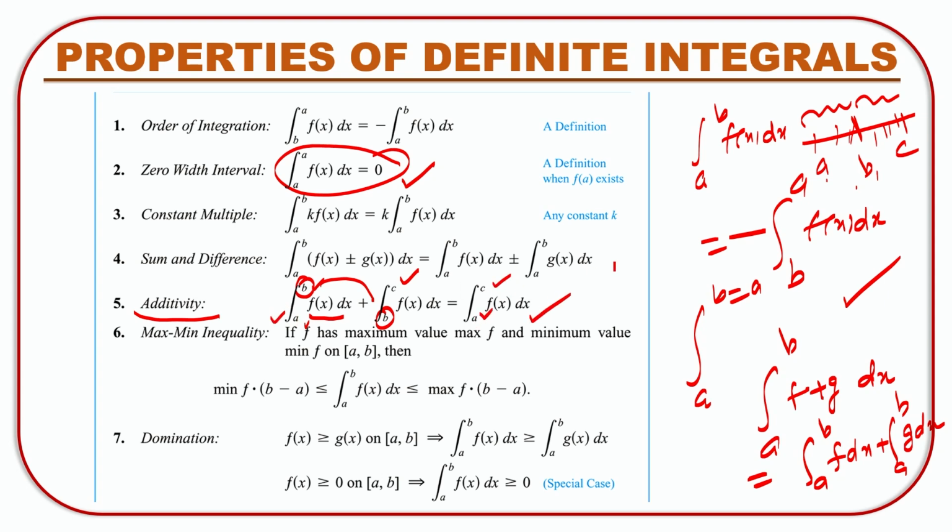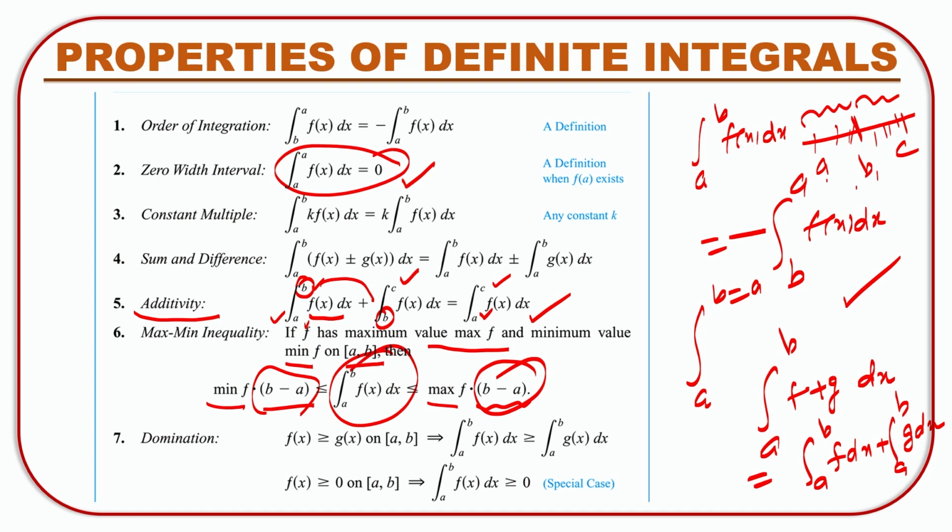So as you can see here, a to b and b to c, this lower limit and this upper limit are the same, and can be written as a to c, right? Similarly, the max-min inequality. If f has a maximum value, max f, and minimum value, min f, on a closed interval [a, b], then min f times (b minus a) is always less than or equal to the integral from a to b of f(x) dx, and this is always less than or equal to max f times (b minus a). This b minus a is the length of the given closed interval. Here is the minimum value, here is the maximum value, and you have an integration here.